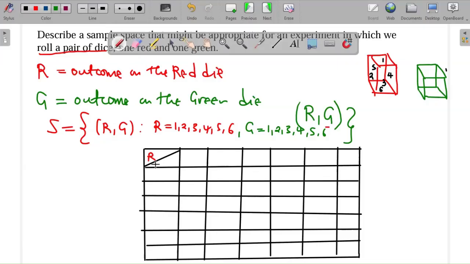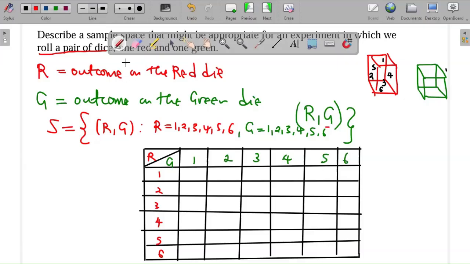Okay, and then these columns here will represent the outcome on the green die. Okay, so the red can take 1, 2, 3, 4, 5 or 6. And the green can do the same: 1, 2, 3, 4, 5, and then 6.